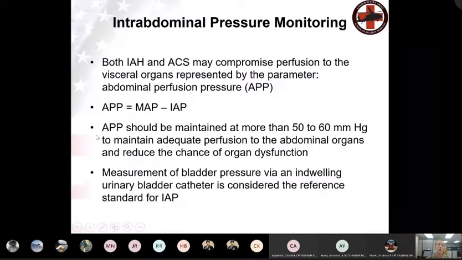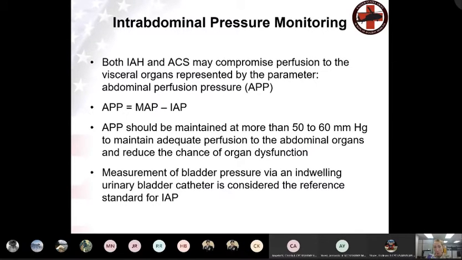Both intra-abdominal hypertension and abdominal compartment syndrome may compromise perfusion to our visceral organs. We talked about that. If the pressure gets high, then we can't allow those little bitty capillary beds to stay open and provide the delivery of oxygen and nutrients to the cells of our tissues. We're going to monitor for this in a very similar way to the way that we did CPP, with abdominal perfusion pressure, or APP. APP is going to be the MAP minus intra-abdominal pressure.